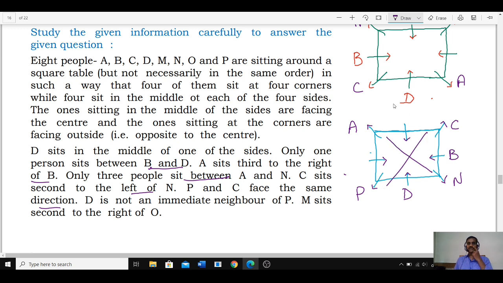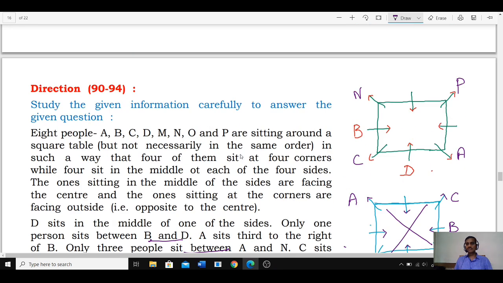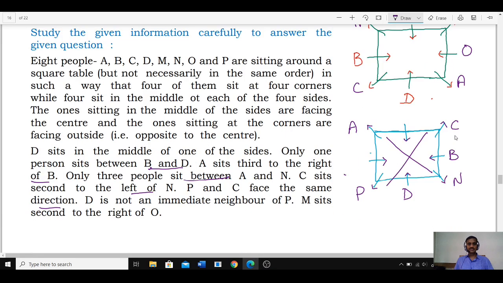Now we are left with only the first case. M sits second to the right of O. Now M is here, O is here. Then what is the final arrangement we have? DC, BN, MP, OA is the order. Do you know?